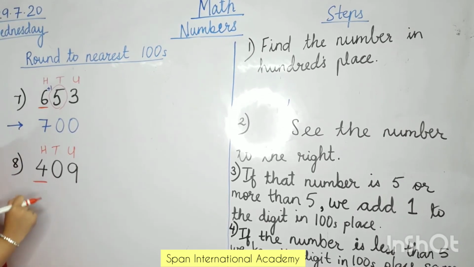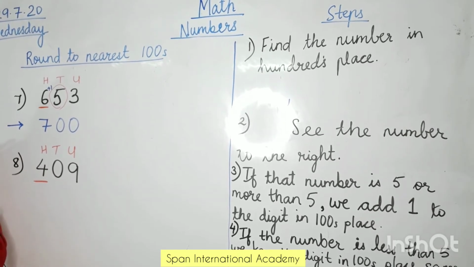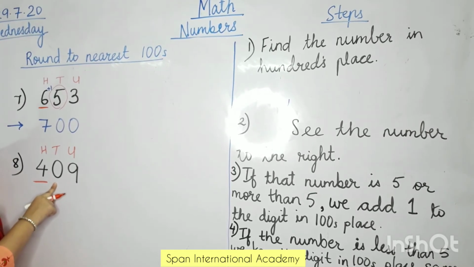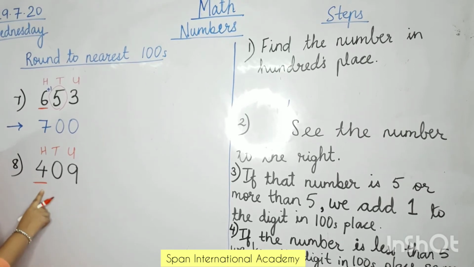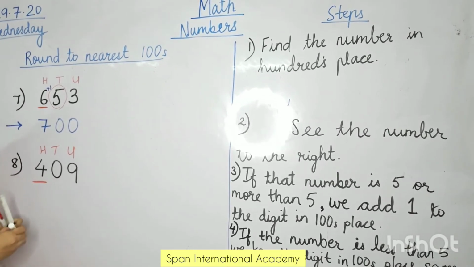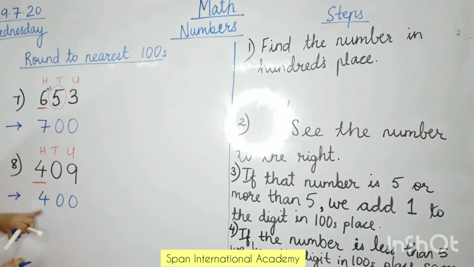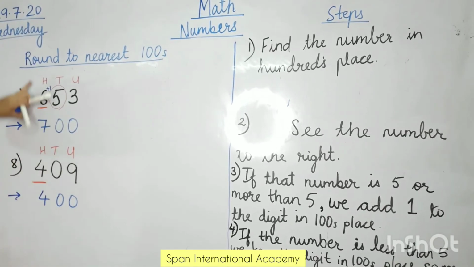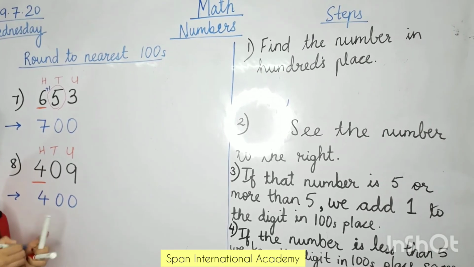Then I have to see the number to my right. Now it is number 0. Is 0 more than 5 or less than 5, students? 0 is less than 5. What do I have to do then? I will keep this number as it is. I am going to keep this number the same. So my answer is 400. When we round 409 to the nearest hundreds, we get the answer as 400.